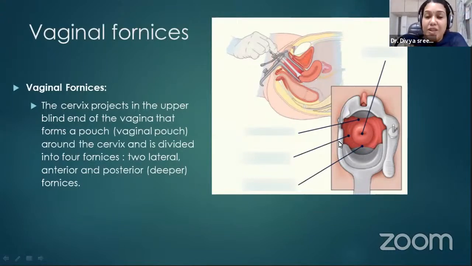Also, in transvaginal sonography, when the transvaginal probe, the long probe, is inserted into this area, the probe is deviated to this area to get a clear picture of the ovary.